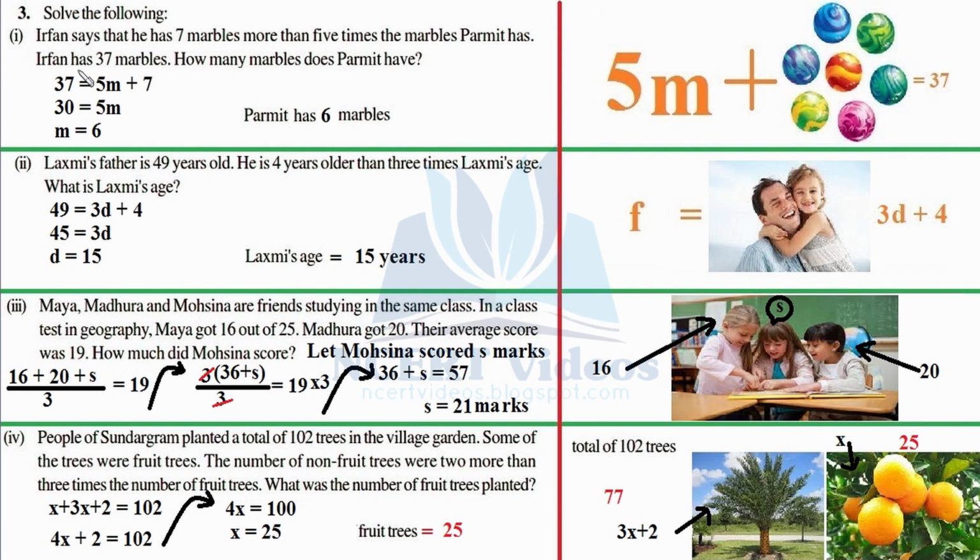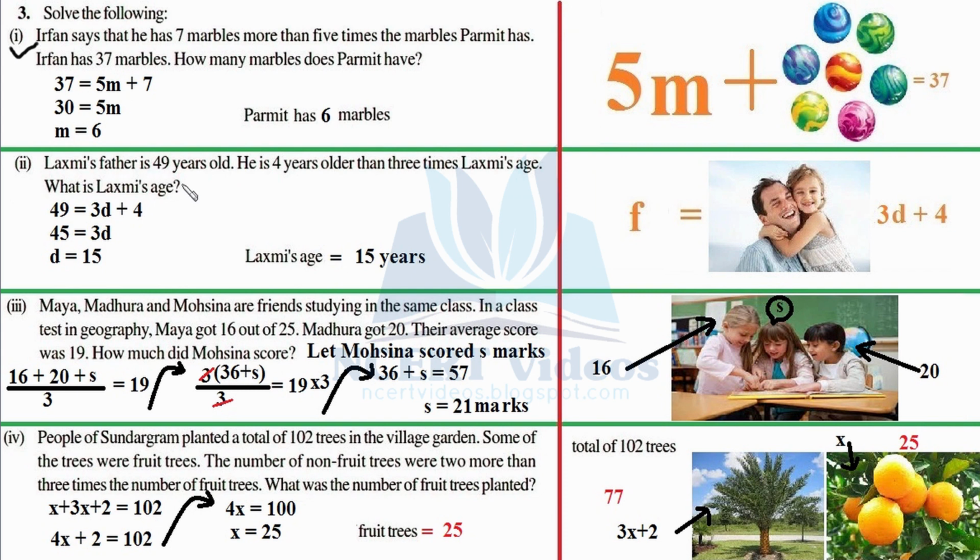Solve it, transpose it. 30 equals 5m. Get rid of this 5 by dividing both sides by 5. m is separated, divided by 5. 5 6s are 30. So m equals 6. Parmeet has 6 marbles because we assumed Parmeet has m marbles. Now we can check. 5 6s are 30 plus 7 is 37, equals 37. Hence your answer is correct.